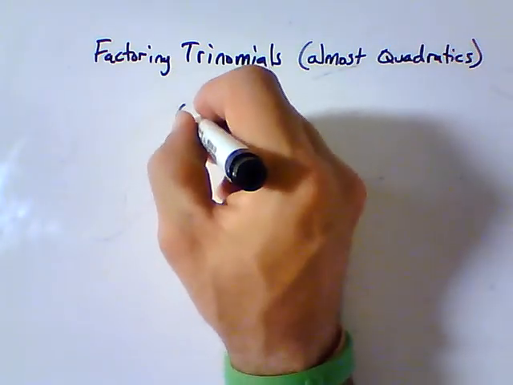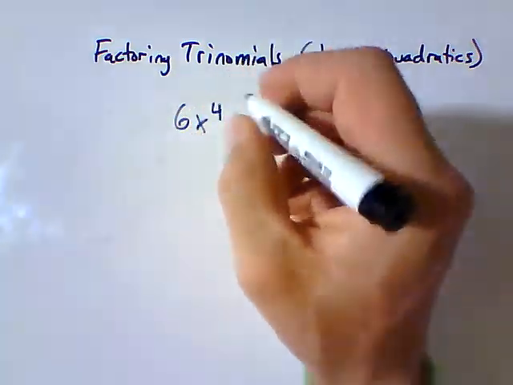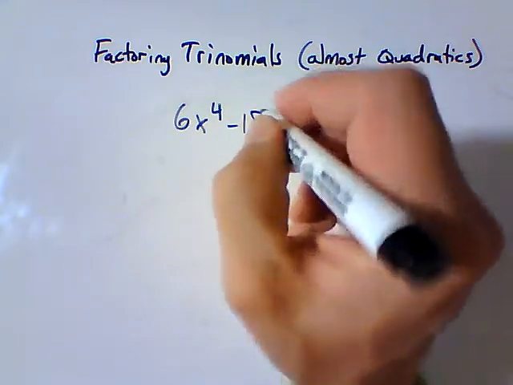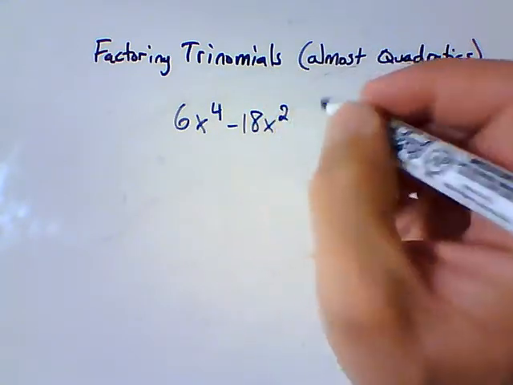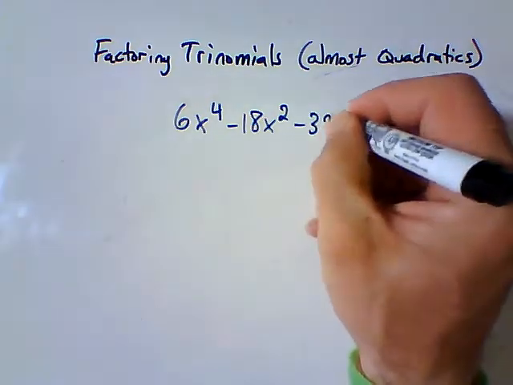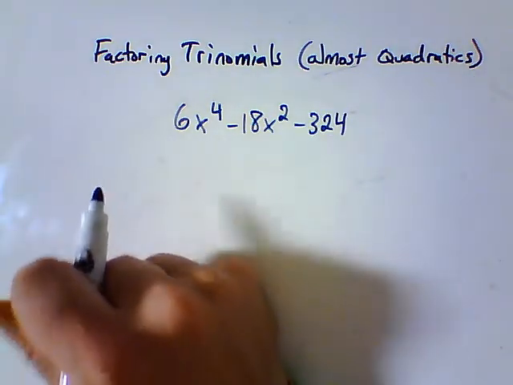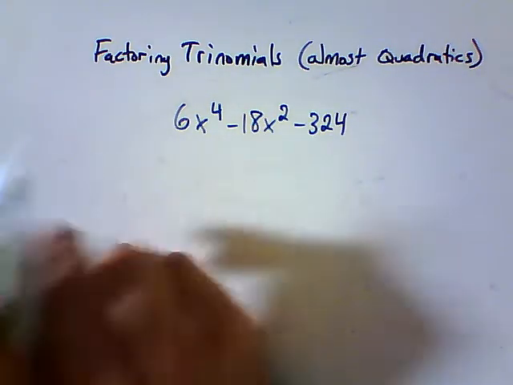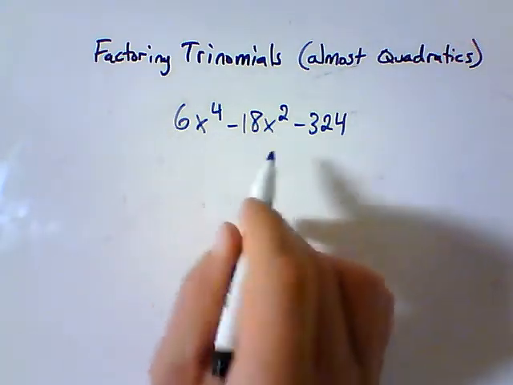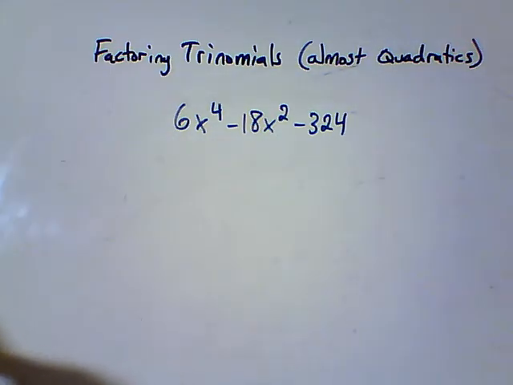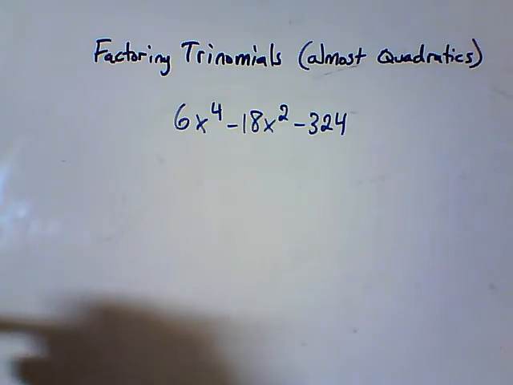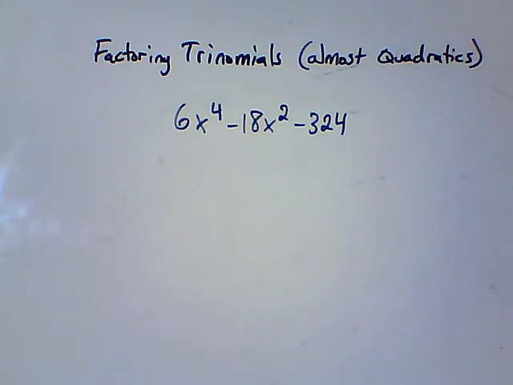So if I have 6x to the 4th minus 18x squared minus 324, this guy is ugly, right? First thing, always look and say, do they all have something in common that I can take out? And surprise, surprise, they do. That's not the color I wanted. This will work, right?